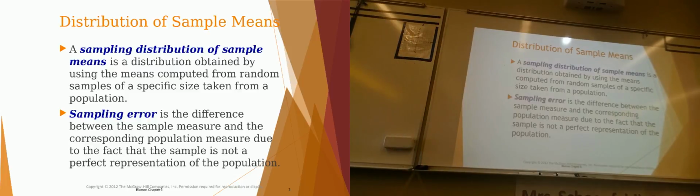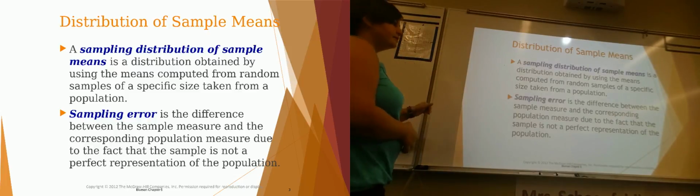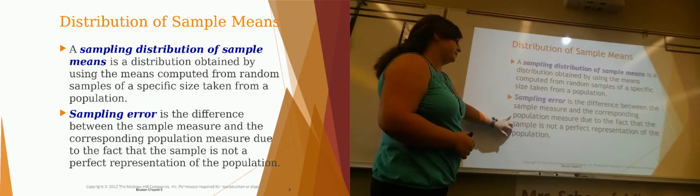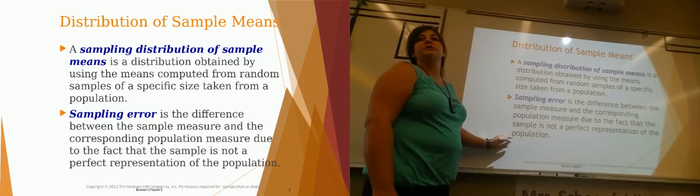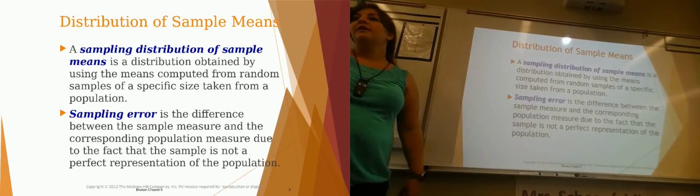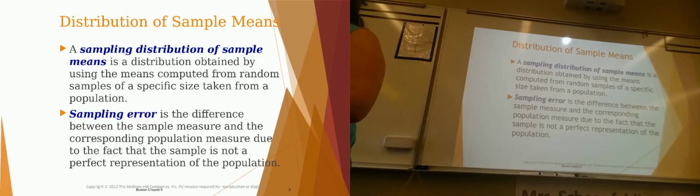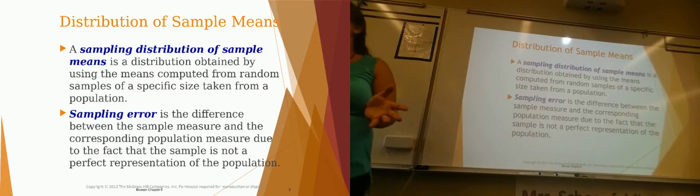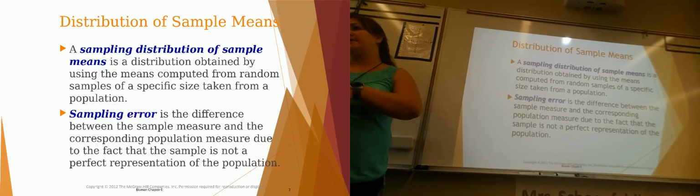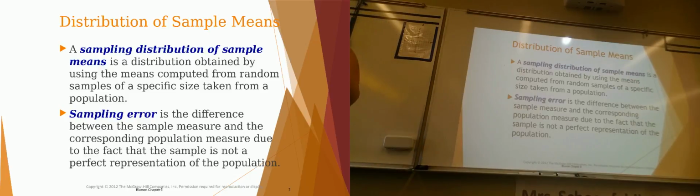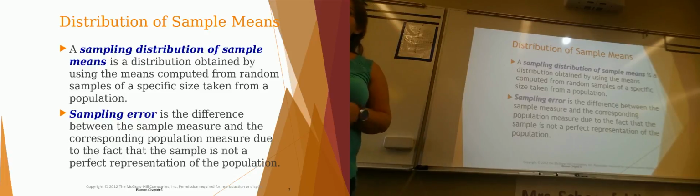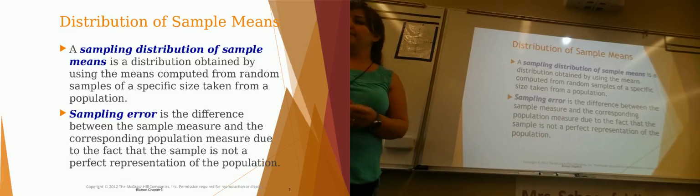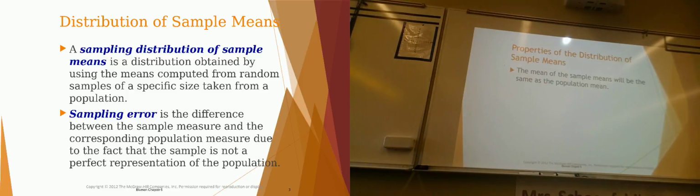Okay, the next piece is sampling error, which is the difference between a sample measure and the corresponding population measure due to the fact that the sample is not a perfect representation of the population. So if I just did you two and asked, are you male or female, you would both be female. That's going to skew the data a little bit. It's a bad example because we don't use such a tiny number of people, since we end up with bad data. We usually try to use about 30 people in each sample that we take.